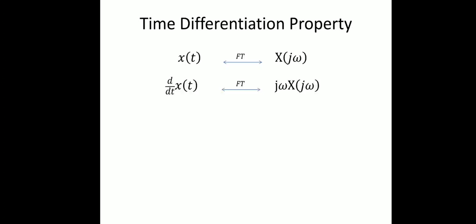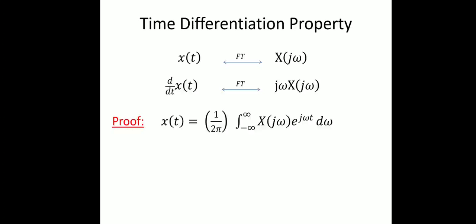Now let us see how we can prove this relation. In order to prove the relation, consider the expression for x of t, that is the inverse Fourier relation, wherein we get a time domain signal from the transform. So x of t is 1 over 2 pi integral omega from minus infinity to plus infinity X of j omega e power j omega t d omega. Differentiate this equation with respect to t on both the sides.